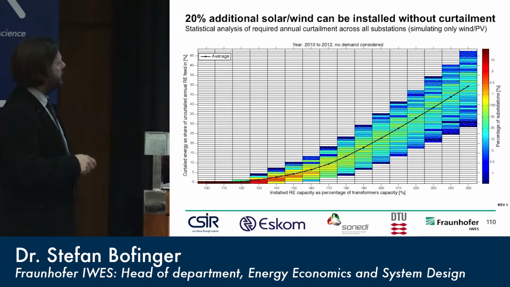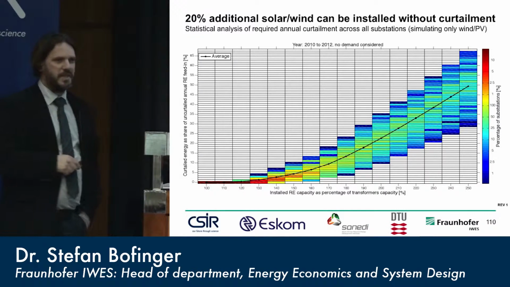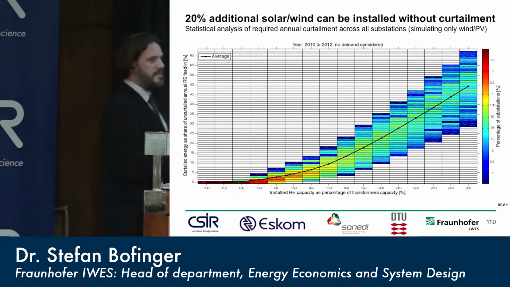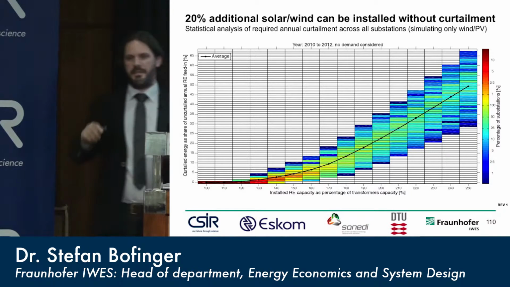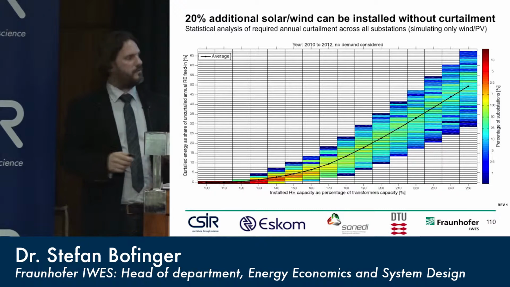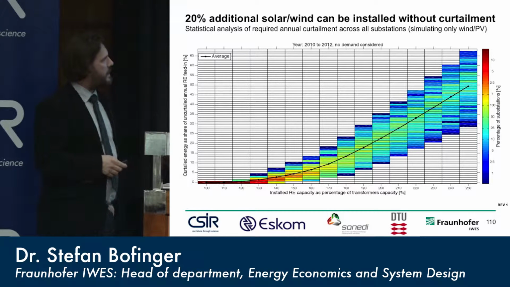So now, how to read this: if you say a 5% curtailment would be okay, you can say that, on average, I can have about 50% more installed wind and PV capacity compared to the substation's capacity.